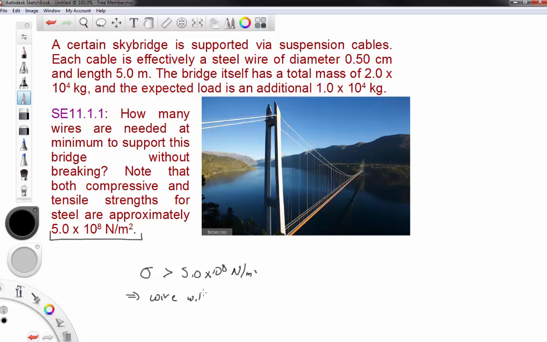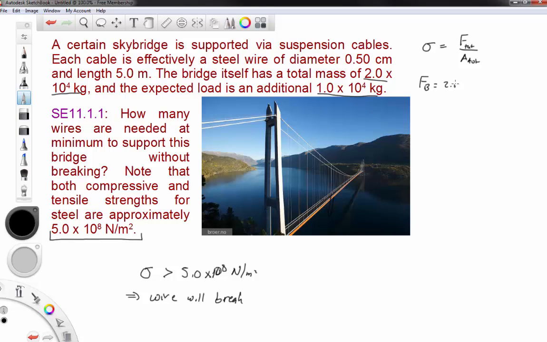So we need to determine how much stress is going to be placed upon this bridge as a result of the fact that the bridge itself has some weight and that the load on the bridge has some weight. So the stress is going to equal the total force divided by the total area. This needs to be less than or equal to 5 times 10 to the 8 newtons per meter squared. Well, the total force we have as a given. It's going to be the weight of the bridge plus the weight of the load.